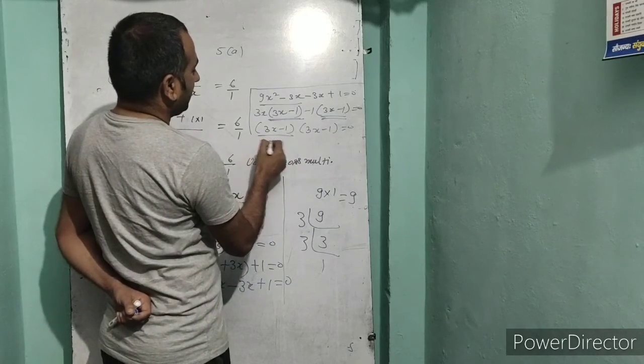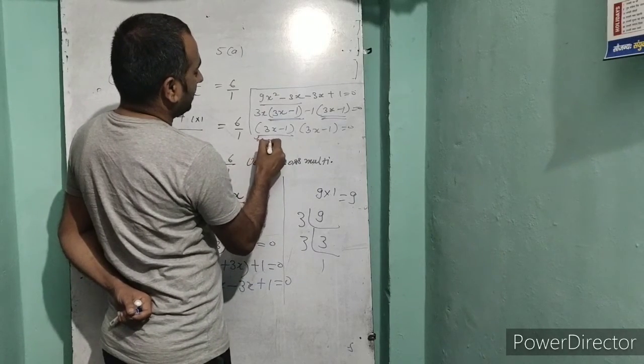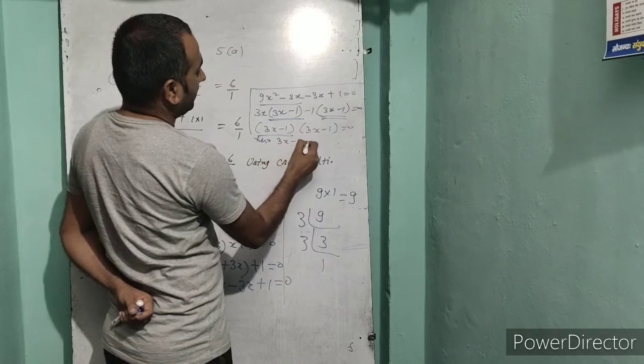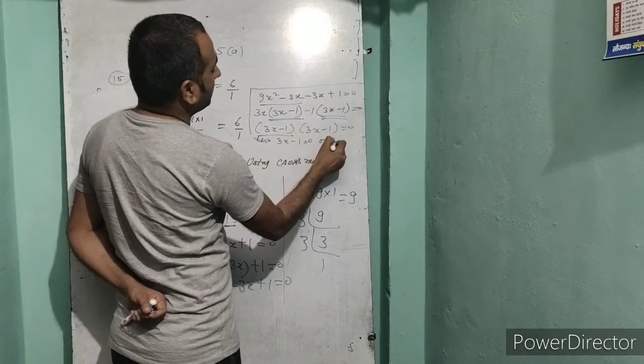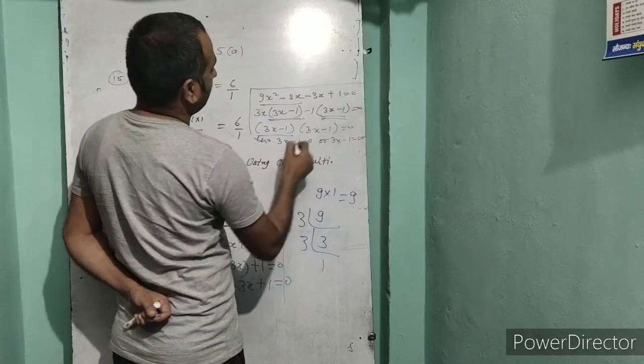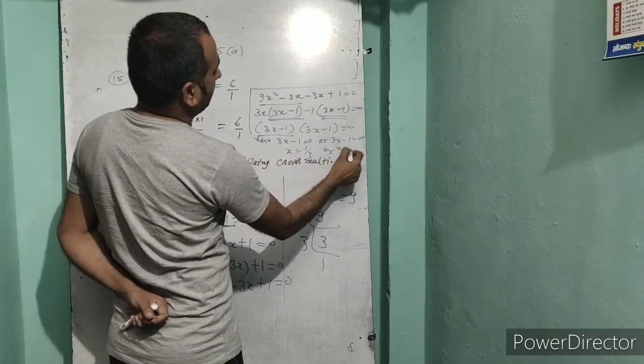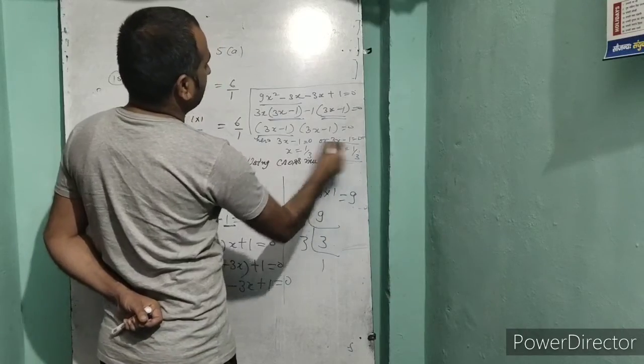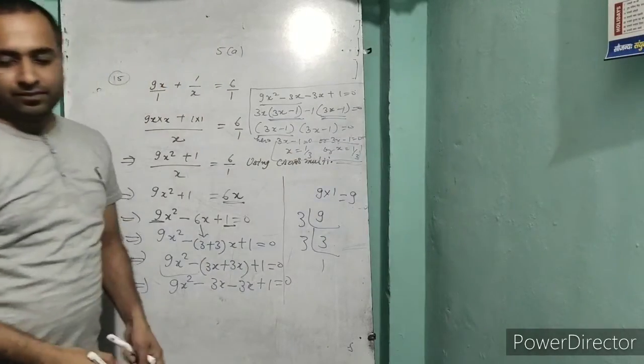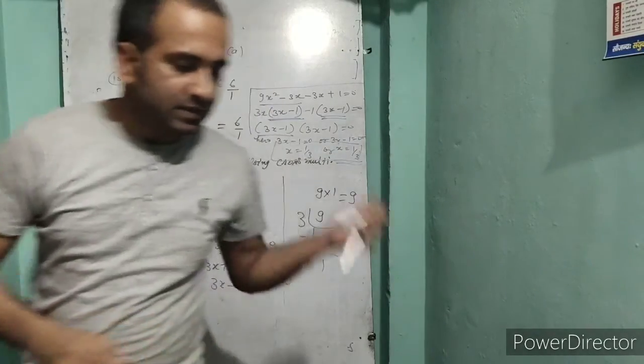So here 3x minus 1 equals 0 or 3x minus 1 equals 0. So x is 1 upon 3, and here also x is equal to 1 upon 3. These are the roots of this equation. Okay, please write it down.